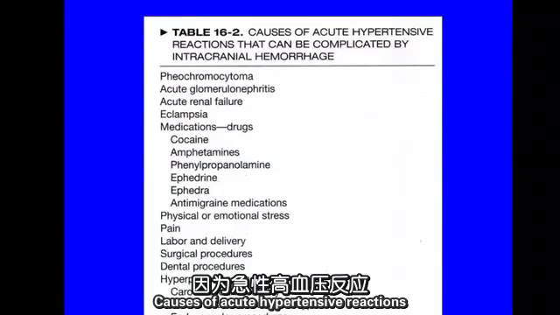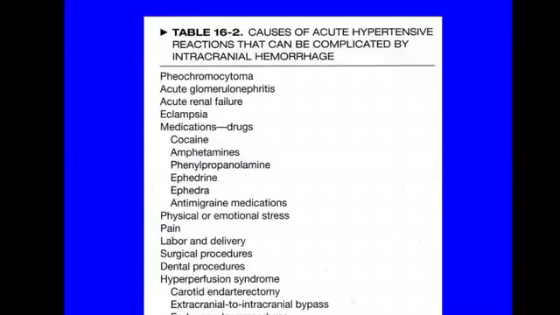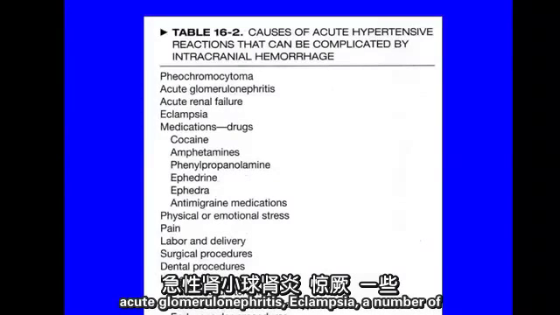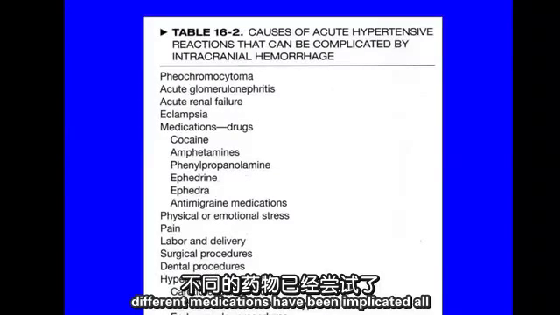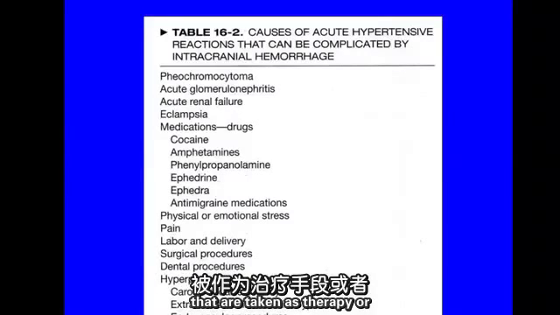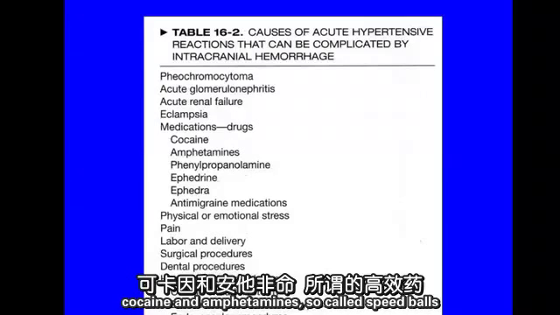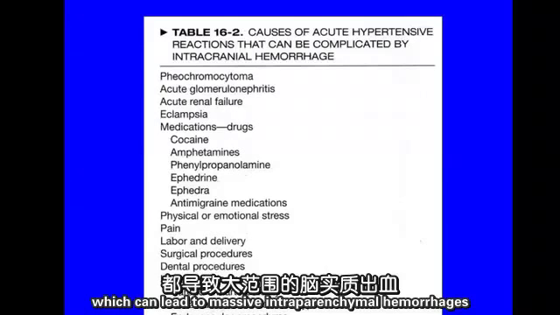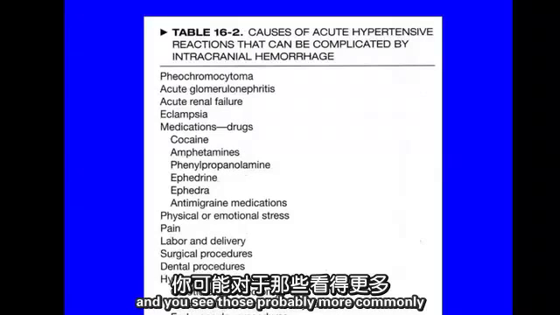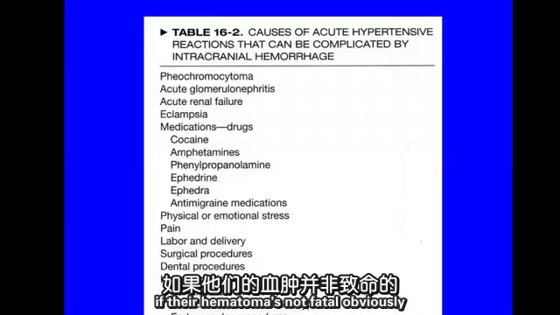Causes of acute hypertensive reactions that can be complicated by intracranial hemorrhage: pheochromocytomas can do that, acute glomerulonephritis, eclampsia. A number of different medications have been implicated, all of which you're familiar with. Medications that are taken as therapy, or taken as recreational drugs, cocaine and amphetamines, so-called speedballs, which can lead to massive intraparenchymal hemorrhages, and you probably see those more commonly than we do, because most of those patients, if the hematoma is not fatal, obviously are going to be admitted.